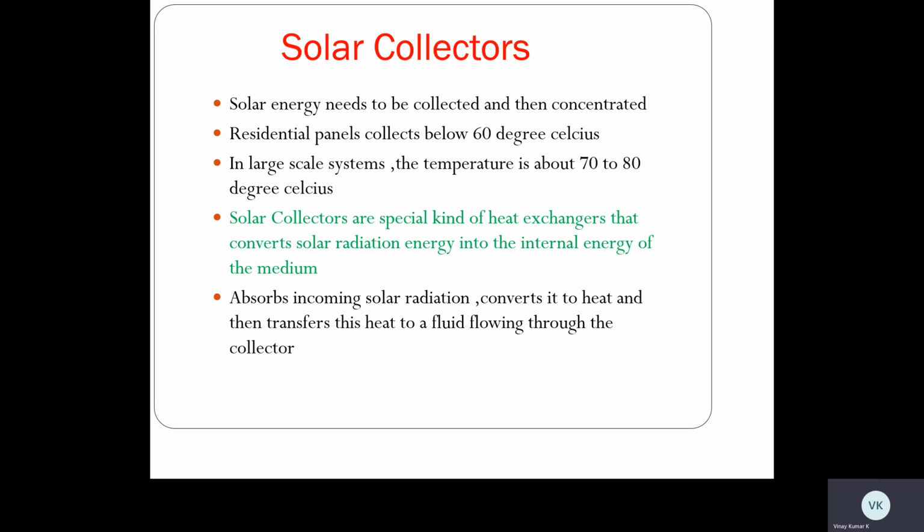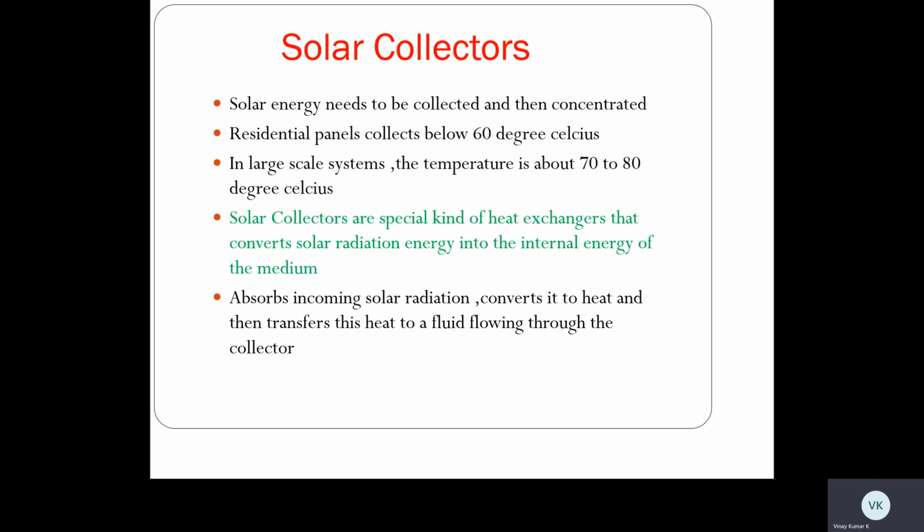So the solar collectors are a special kind of heat exchangers that convert the solar radiation energy into the internal energy of the medium, and these absorb the incoming solar radiations. That is, the main aim of the solar collectors is to absorb the solar radiations and convert it into heat, and this heat is transferred into fluids. Fluids may be air, liquid, or a mixture of air, liquid, or any other chemical mediums. Whatever it may be, we need to exchange that heat which the solar radiation has into our medium.